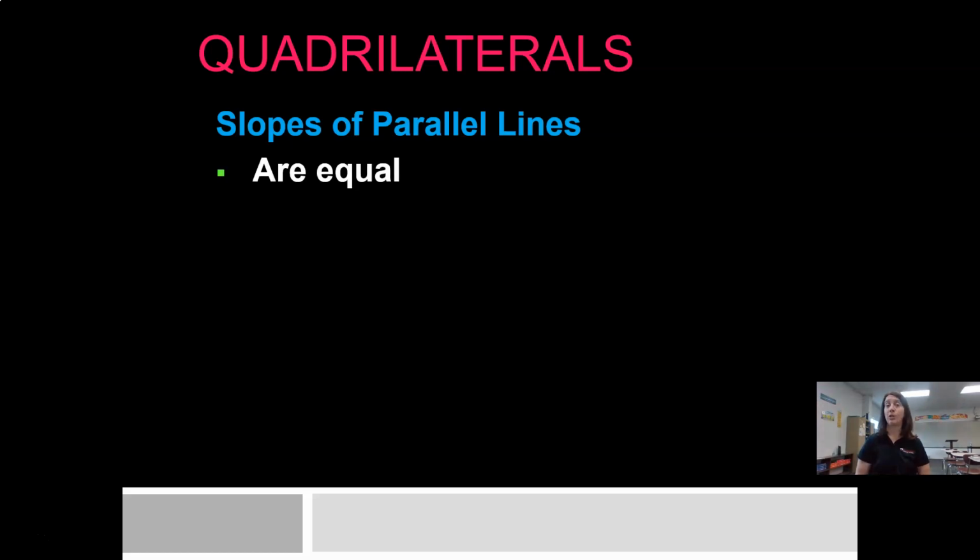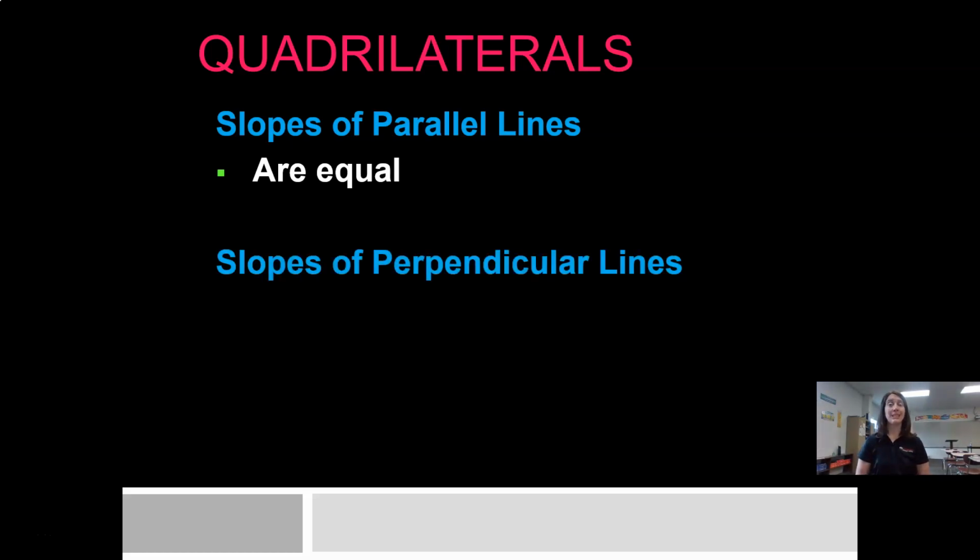That's what it means that lines are parallel to each other. They have equal slopes. So I would use the slope formula twice, one on the top, one on the bottom, and I better get the same answer out of both of those. Well, then I would use the slope formula two more times, one on the left, one on the right, to make sure that those segments are also parallel to each other.